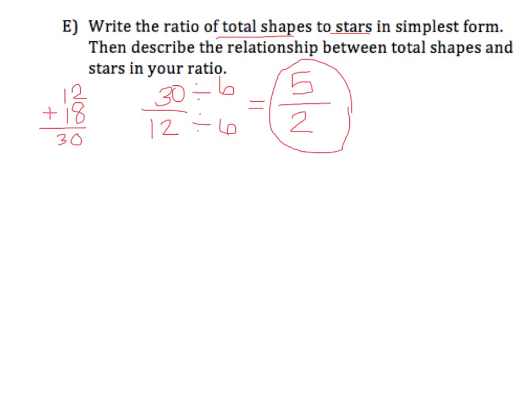All right, let's go to the second part. Then describe the relationship between total shapes and stars in your ratio. So it's just saying, well, what does that ratio mean? 5 total shapes to 2 stars. Remember how we used that for every blank there are blank in the last one? Well, we want to do the same thing here. When we describe a ratio, we should be using those words. For every blank, there are blank. So here's our description. For every 5 shapes, there are 2 stars.